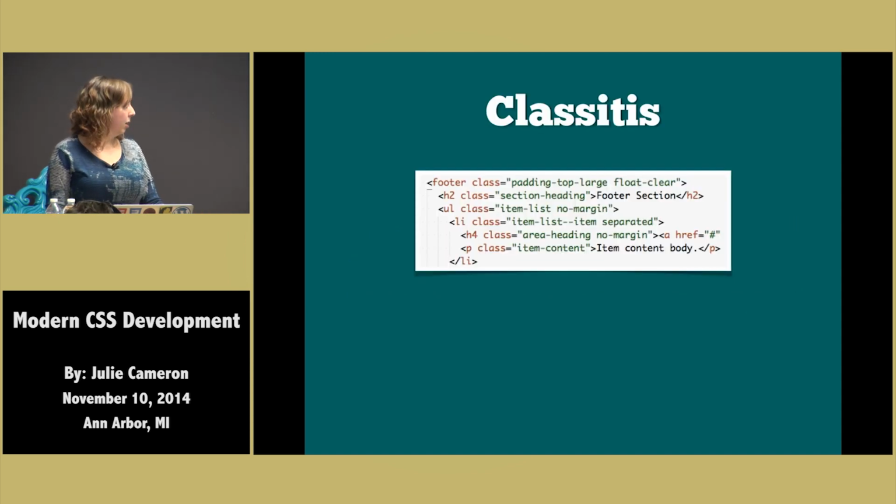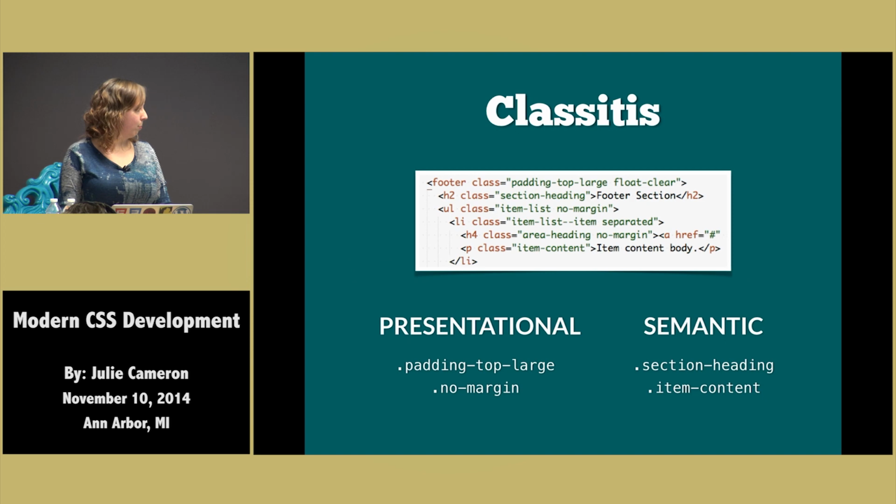So if we look at this little example here, we see the same thing, all of those classes. But it's a pretty good balance of presentational and semantic in this case. We have presentational classes like padding top large and no margin, but then there are semantic classes like section heading and item content that don't tell you what it looks like, but more what the thing is.